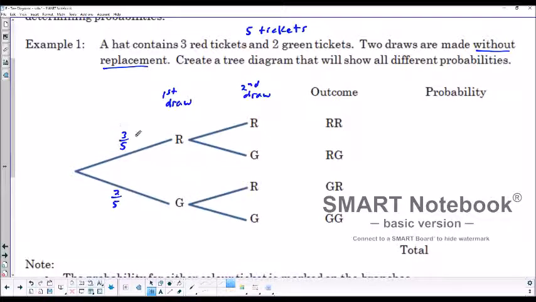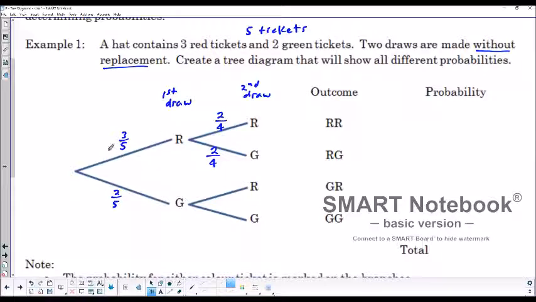Now, if we select a red ticket, there's 1 fewer red ticket left, and 1 fewer ticket in total left in the hat. So we subtract 1 from both the numerator and denominator. The probability of selecting a red ticket after we've already selected a red ticket is now 2 out of 4. After we select a red ticket, there's a total of 4 remaining, and there are still 2 green tickets in the hat, so that also has a probability of 2 over 4.